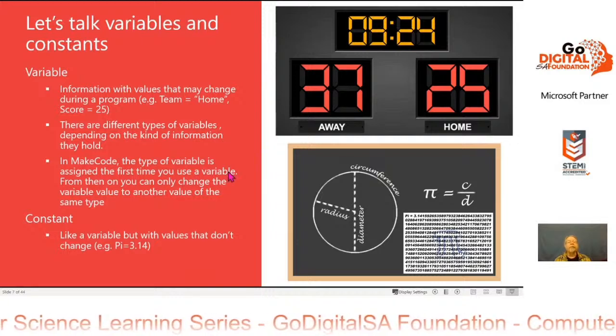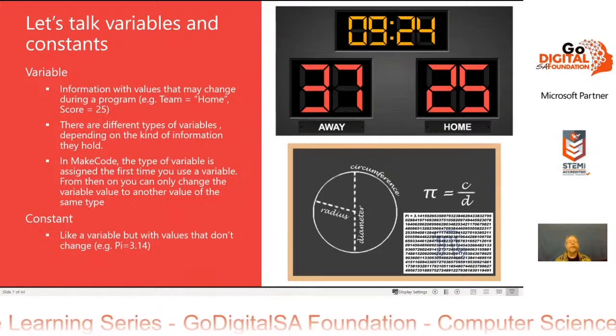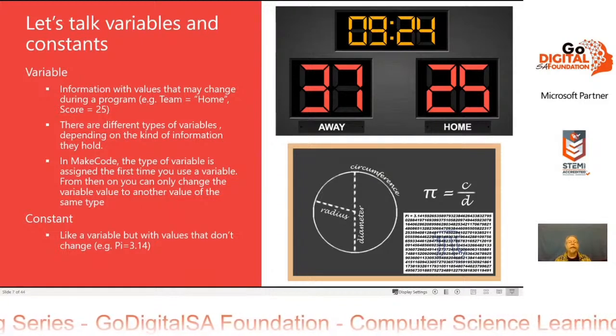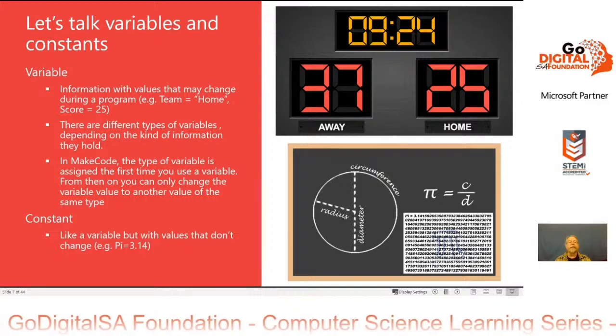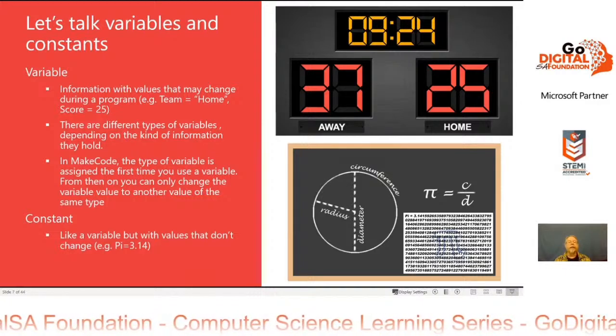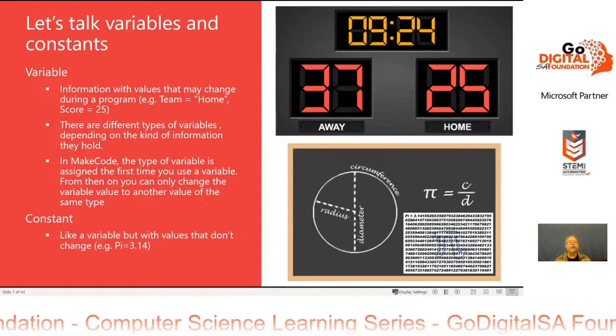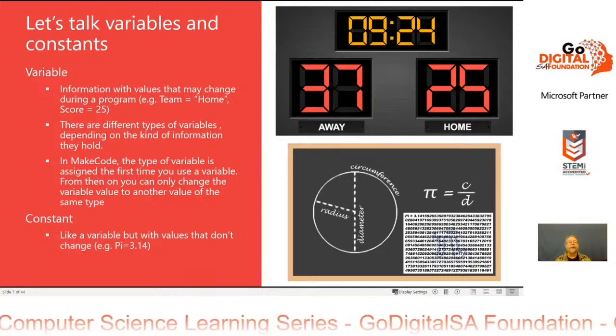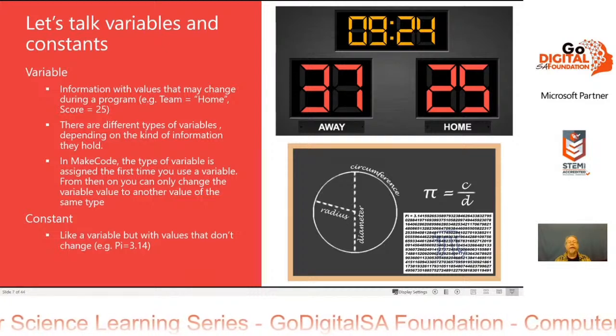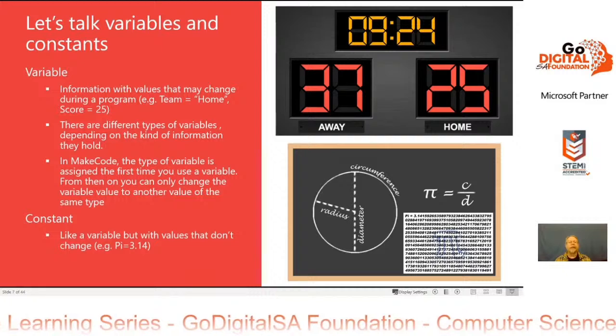There are different types of variables depending on the kind of information they hold. In MakeCode, the type of variable is assigned the first time you use the variable. From then on, you can only change the variable value to another value of the same type. And we'll explain that just now.